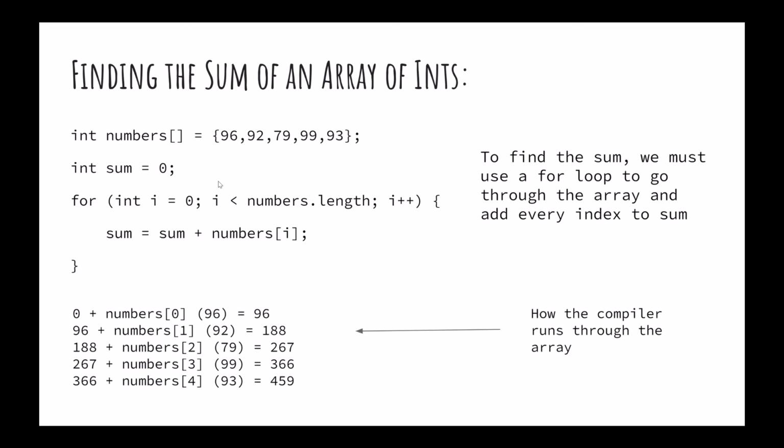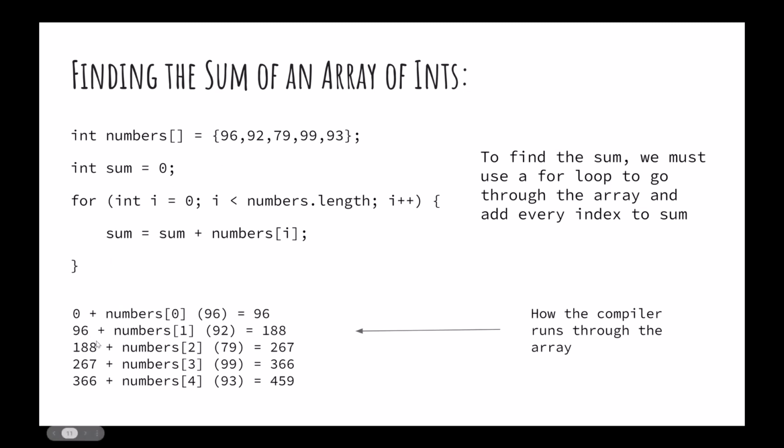So we're going to set the sum value as 0, because we're trying to find the sum of the array of ints. So we're going to set it as 0, and then we're going to use a for loop: int i = 0; i < numbers.length; i++. So here's what we're going to do. When we do this, 0 plus numbers[0], right? Because i is equal to 0. So the sum value, which is 0, plus numbers[0], which holds 96, we're going to be doing 0 plus 96 is equal to sum. So sum will now equal 96.